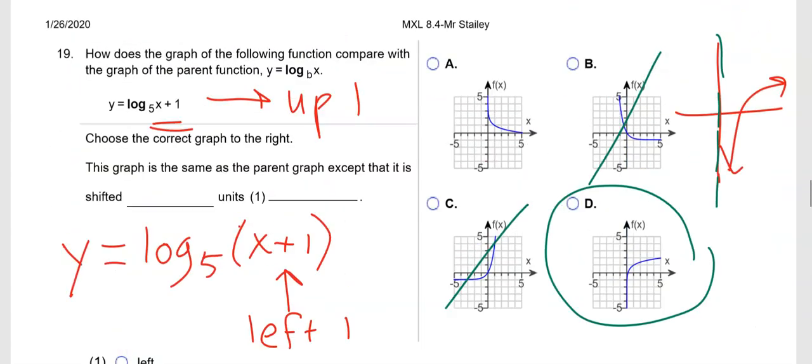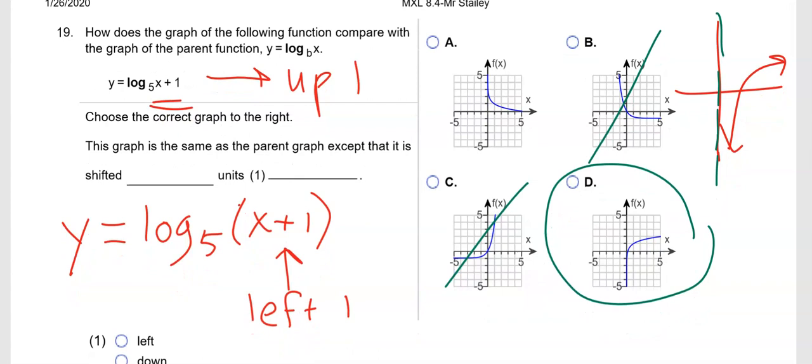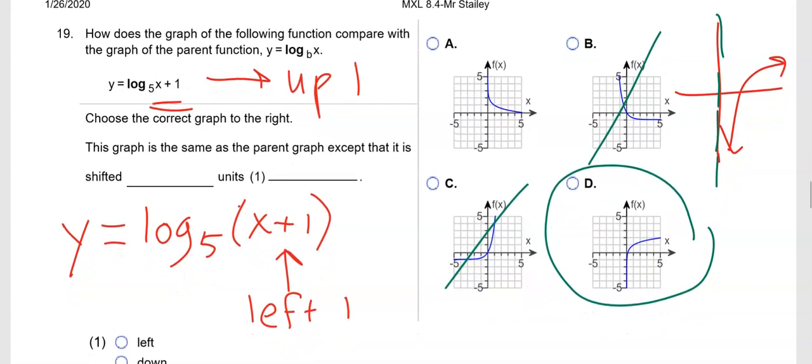So we are going to start looking for left, right, up, down. So be prepared for that.